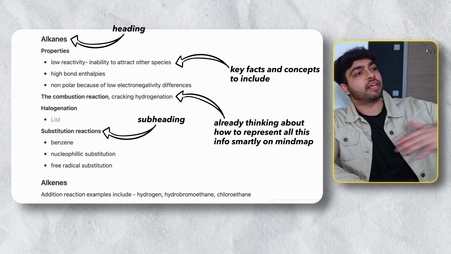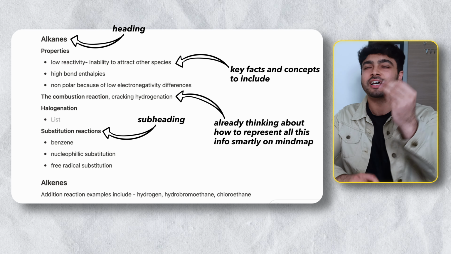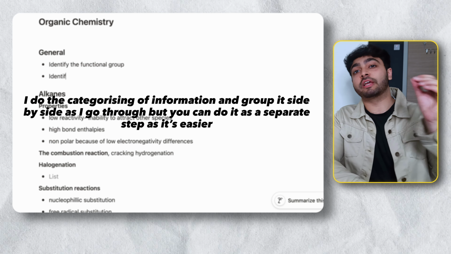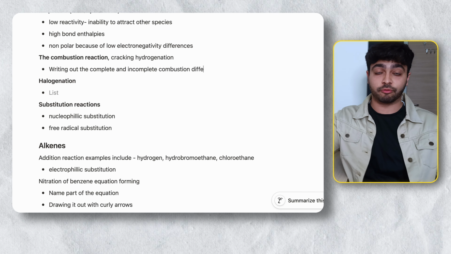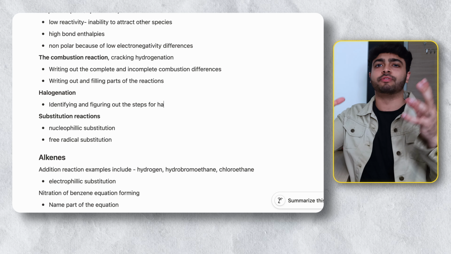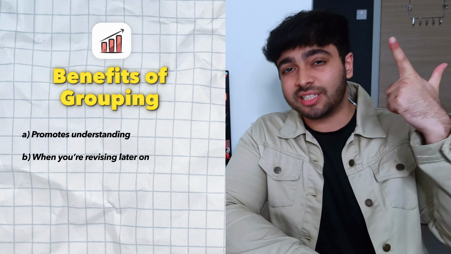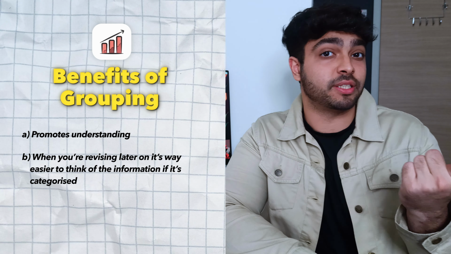Now, a lot of people suggest making a huge list of words and phrases and then just trying to organize them on the mind map. And I think that's quite tough, and it really slows the process down. And the process of grouping information, figuring out, all right, how do I want to categorize all of these words and key phrases? What's actually important to put on my mind map? How can I make sense of this whole topic? All of it, A, promotes understanding, and B, it just is easier to think about all of this huge amount of information if it's categorized. Very simple.